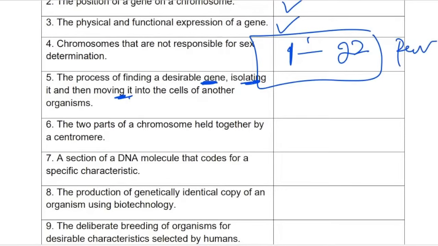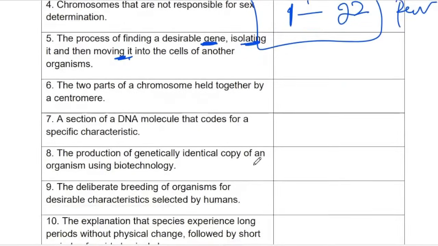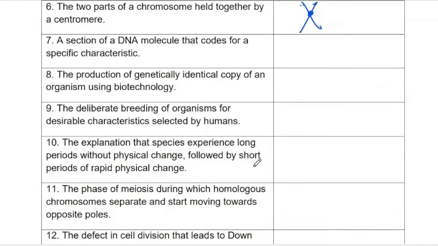Then we go to the next part. As we said, let's first go through the terminologies very fast, and then we go to the content we are more interested in, so that we don't lose these 10 marks. The two parts of the chromosome held together by the centromere, we call them chromatids. A section of DNA that codes for a specific characteristic, we call it a gene.